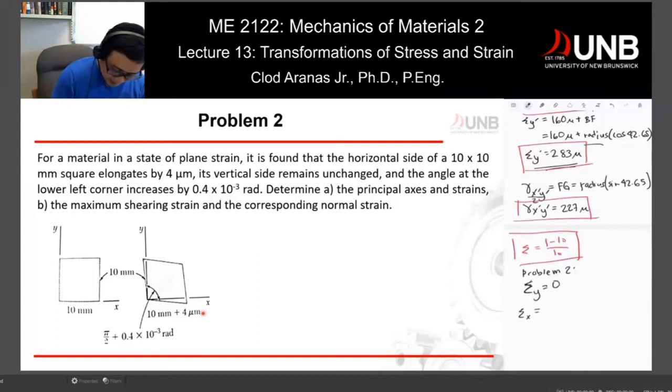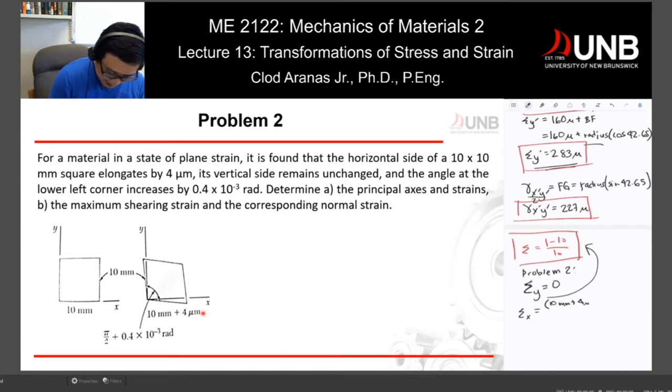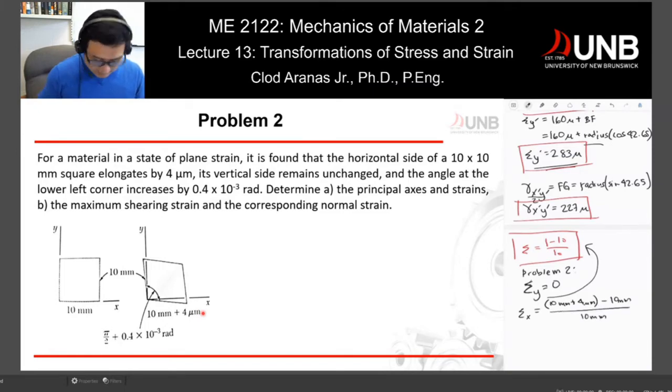We can apply this equation here. Your final length is 10 millimeters plus 4 microns, and take note that they have different units here. That's your final length minus your original length, which is 10 millimeters, divided by 10 millimeters. That would be the strain in x.